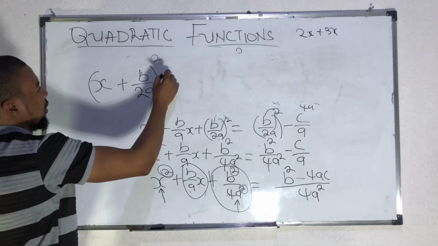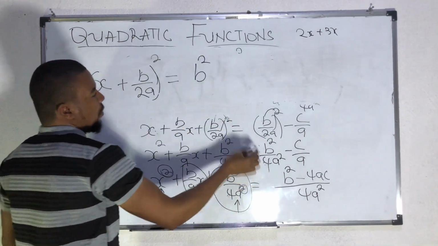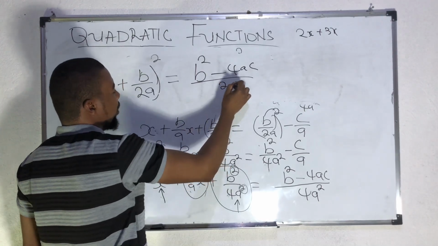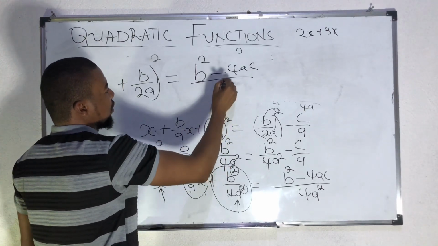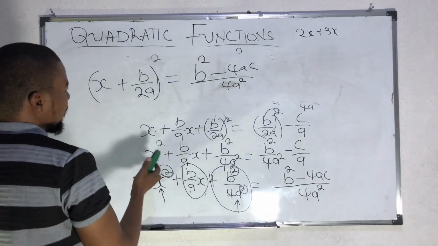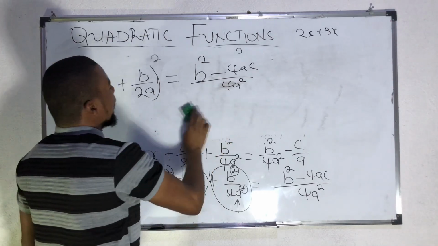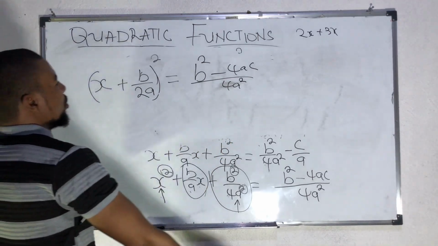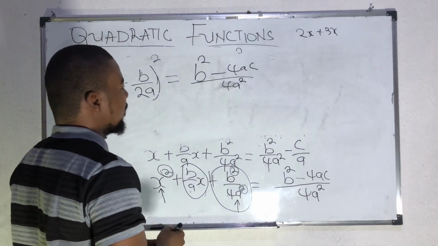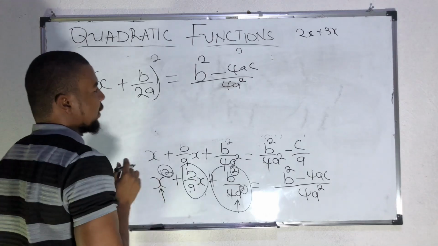This is equal to, we bring this one, here we have b squared minus 4ac all over 4a squared. All right. What's the next thing to do at this point? It is very easy to get confused when you get to this point, but do not get confused because it's very easy to simplify by applying what we call the square root property.